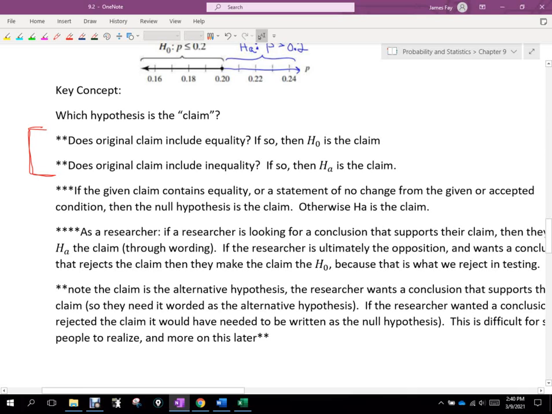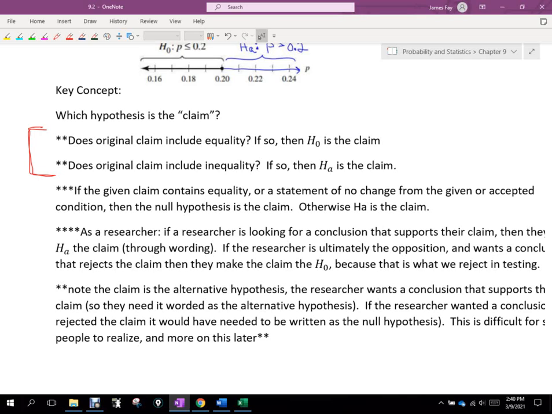These things here, I'm not going to read them to you, but basically it says, if I'm a researcher and I want to reject an established value of some parameter, then I need to word my study so that it makes my null hypothesis the claim.